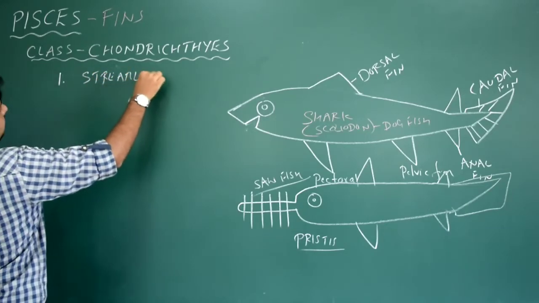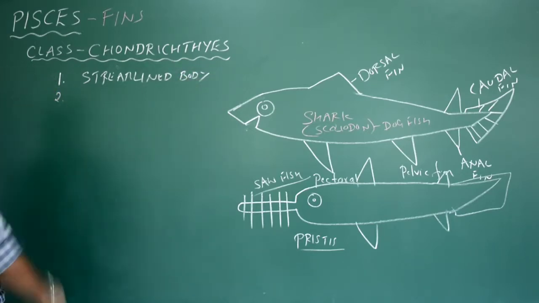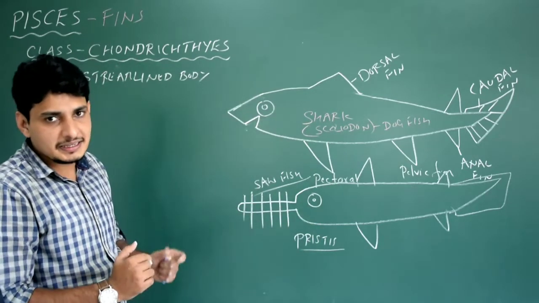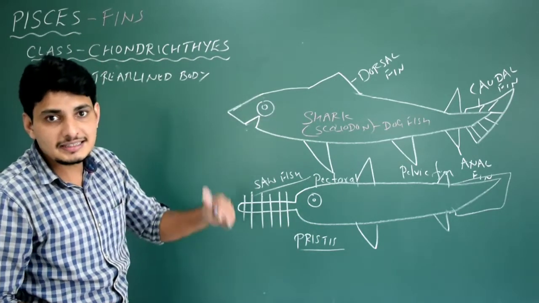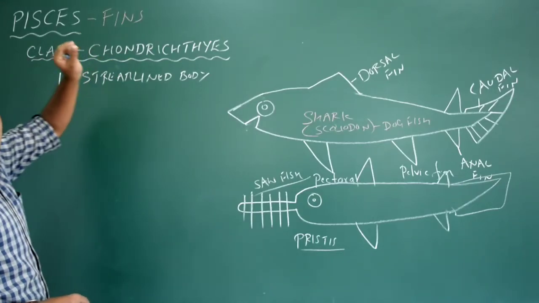Streamlined body. Okay, streamlined body. That is a very important character. Next, if you look, the entire body is actually containing what type of endoskeleton? Cartilaginous endoskeleton. Hence the name Chondrichthyes. What is the meaning of chondric? It is nothing but cartilage.